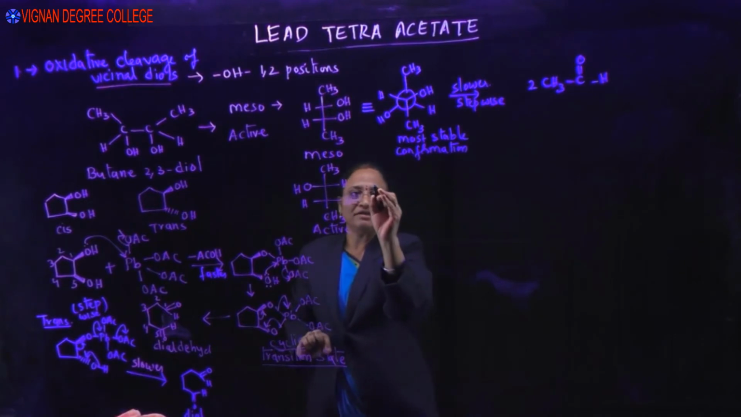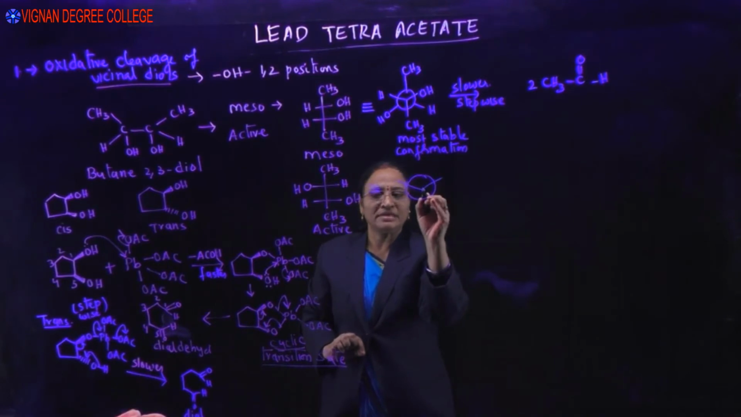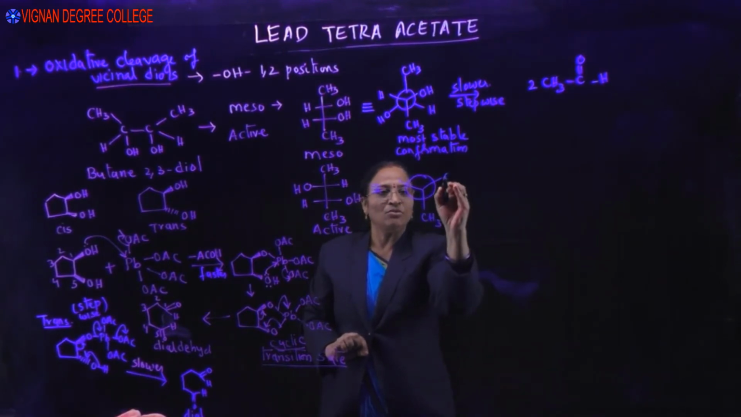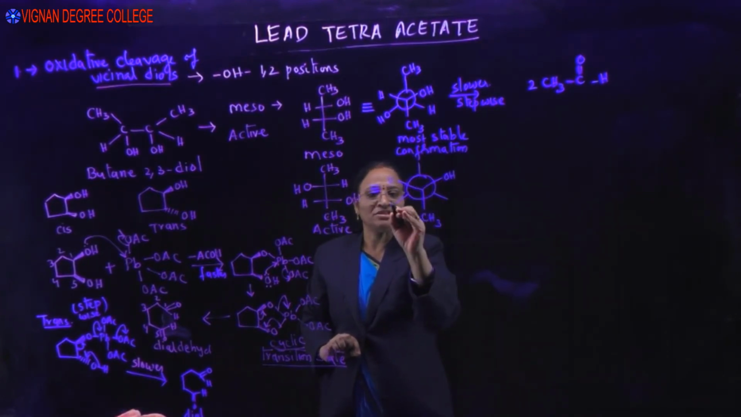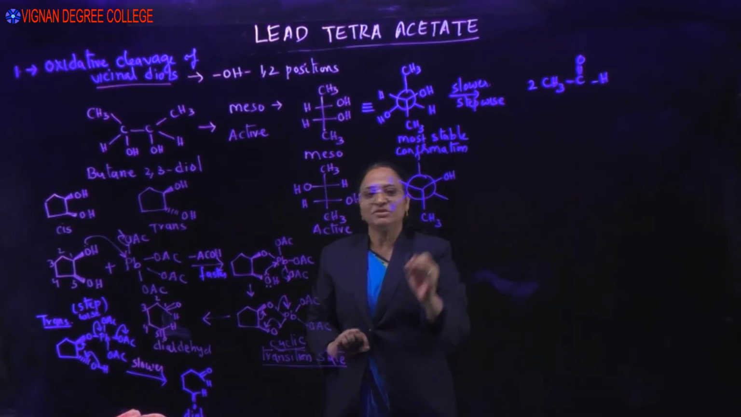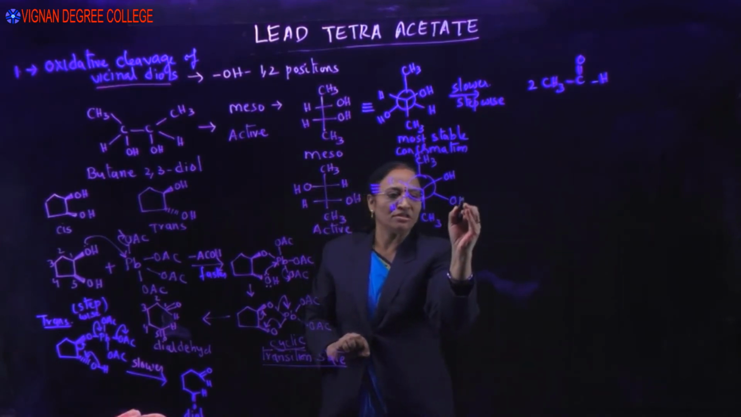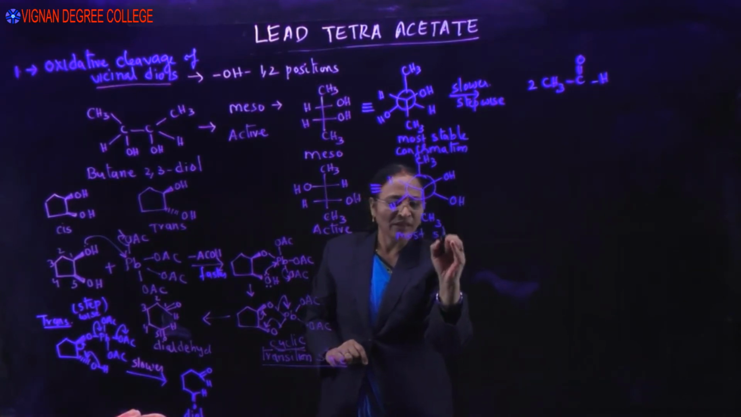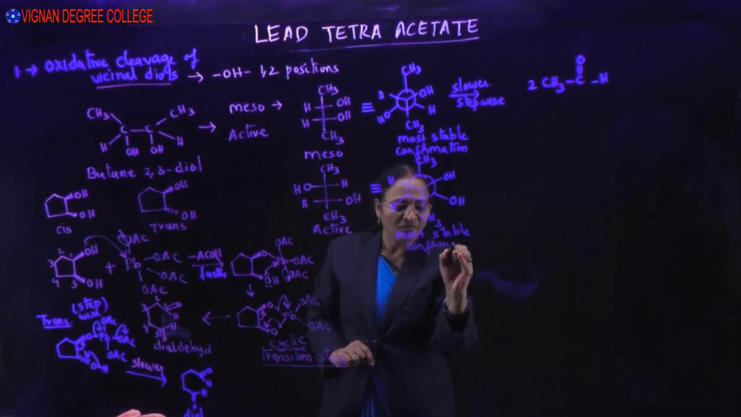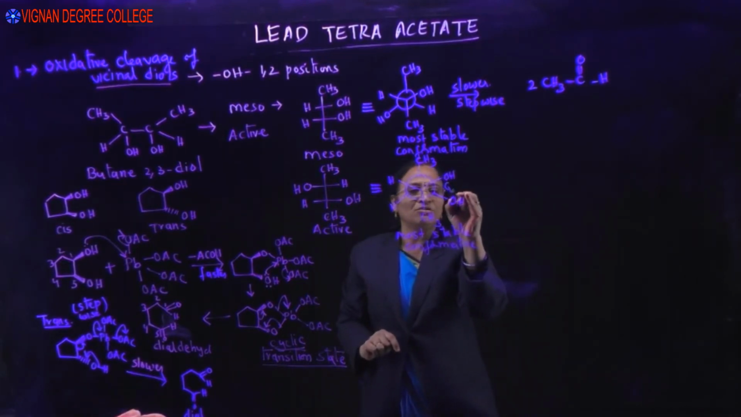When you take the active form, if I write the Newman projection for the active form, I can write this as CH3, OH, H, and OH and H are opposite to each other. The two methyls are opposite to each other, and H and OH are opposite to each other. So this is the most stable conformation for the active form. In the most stable conformation of the active form of butane-2,3-diol, the two hydroxy groups are gauche to each other.